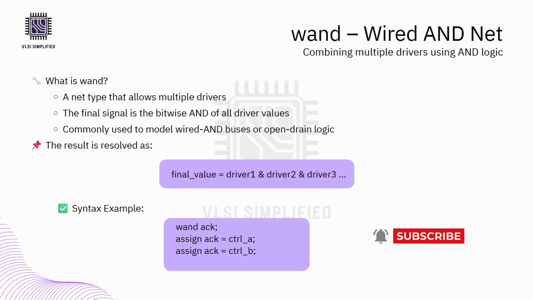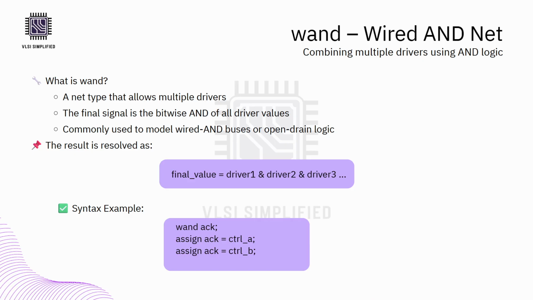Next is wired AND, and it is very similar to wired OR, but it resolves the multiple drivers using a bitwise AND logic instead of OR. So if we have multiple blocks or modules assigning a value to the same wired AND net, Verilog will combine all those values using an AND operation. For example, if one driver outputs 1 and another outputs 0, the final result will be 0. The output will be 1 only if all the drivers put the value 1.